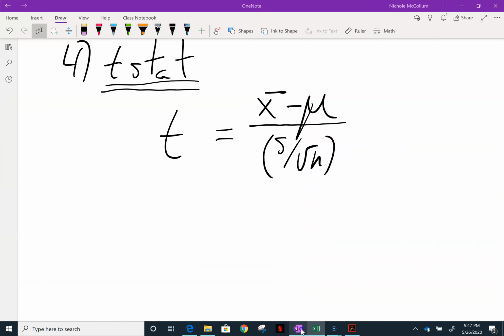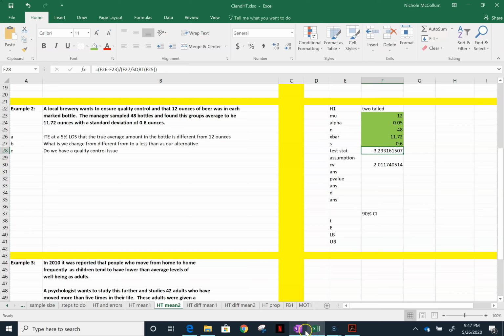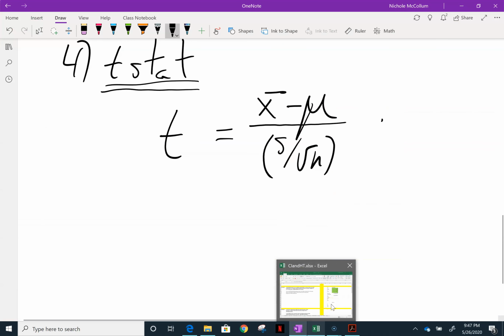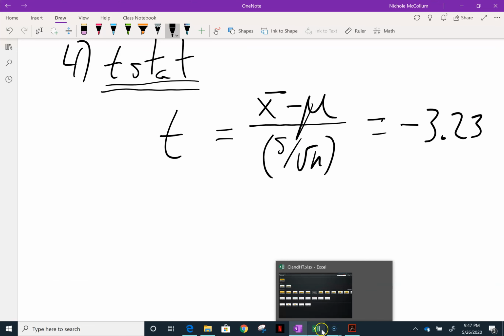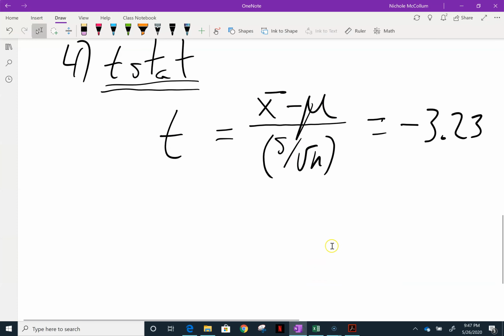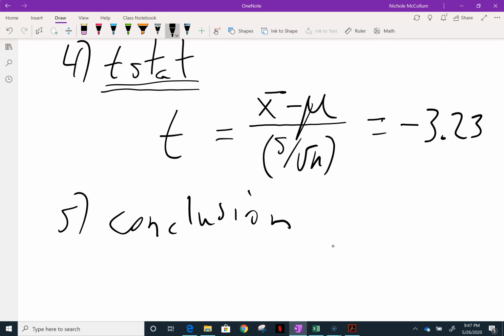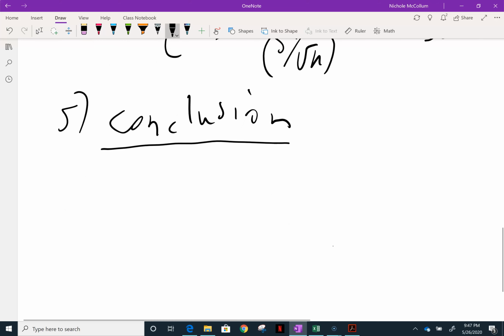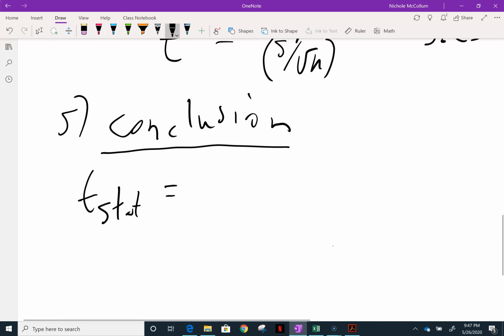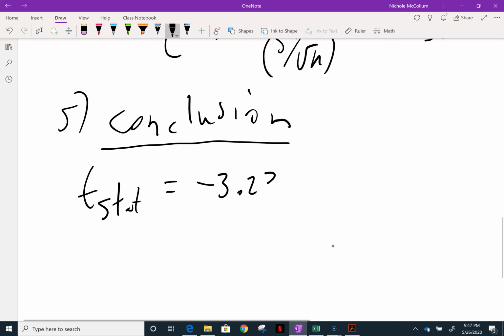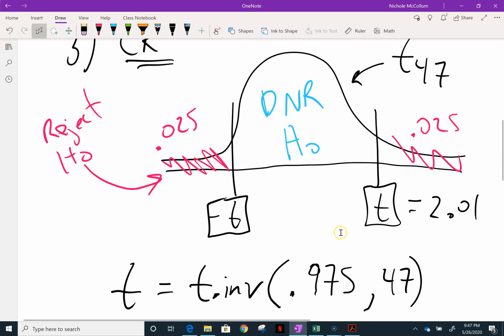And I can go back to my picture. So my test statistic, once again, 2 decimals. Oops. Negative 3.23. Just making sure. Negative 3.23. Awesome. And so my conclusion to this question is my test statistic, negative 3.23. Well, let's look at the region. Negative 3.23 is way over here.